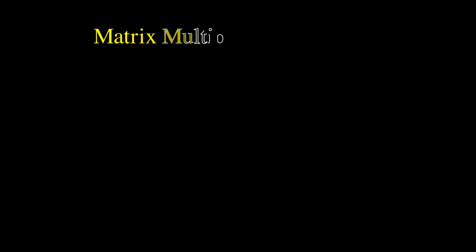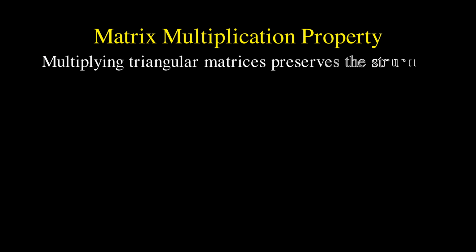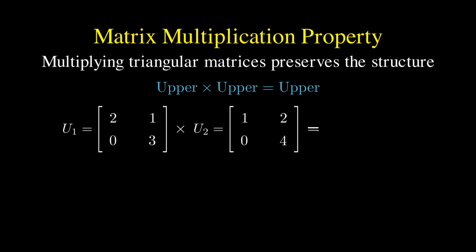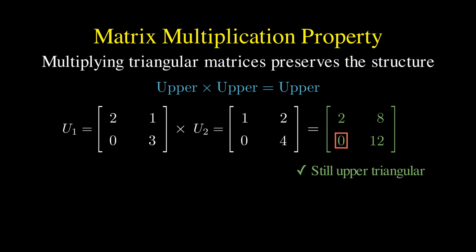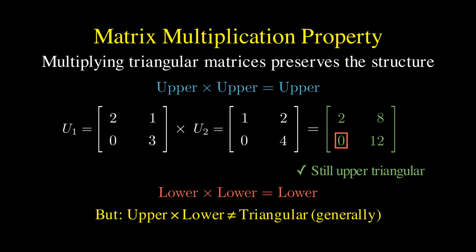Another beautiful property is that when you multiply two upper triangular matrices together, you get another upper triangular matrix. The same is true for lower triangular matrices. Lower times lower gives you a lower triangular matrix. However, if you multiply an upper triangular matrix by a lower triangular one, you generally don't get a triangular matrix at all. So, the order matters.